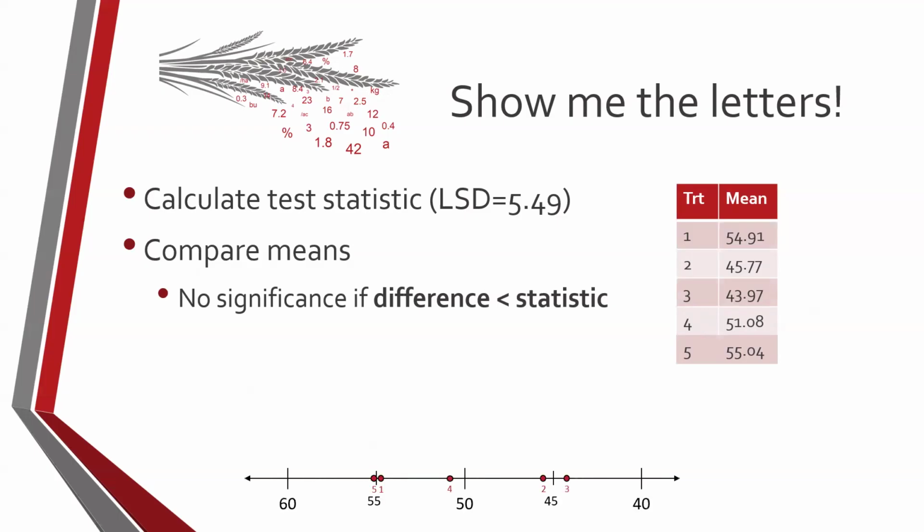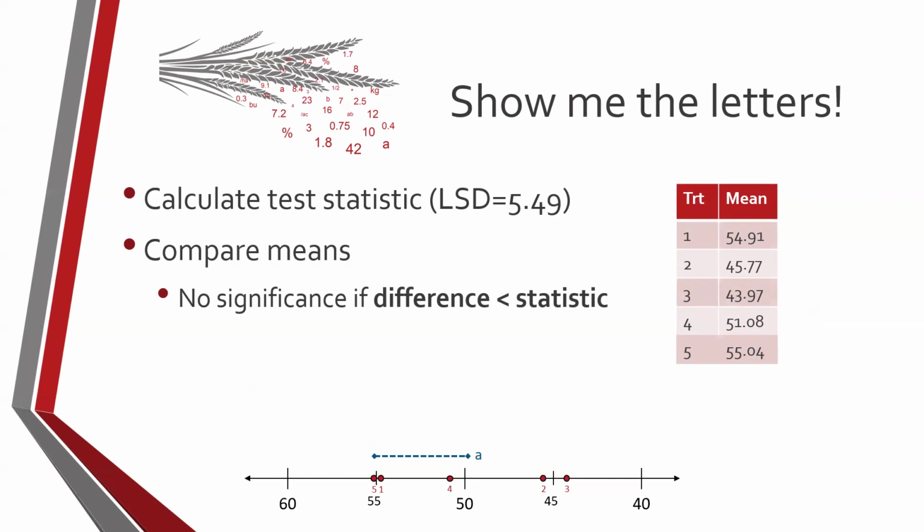So to visualize this, we can use a number line. Maybe try to make it a little easier to follow along. The LSD value creates a range around each mean. And anything outside of that range is significantly different according to the mean comparison test. So let's start with that largest mean and extend down to the lower bound. All treatments within this range are not significantly different.